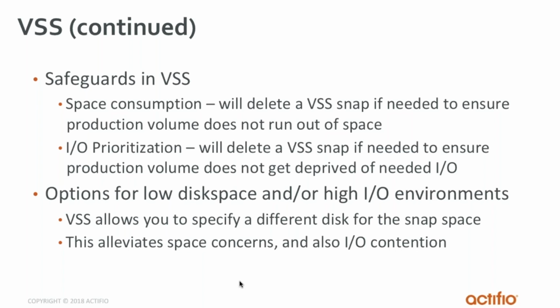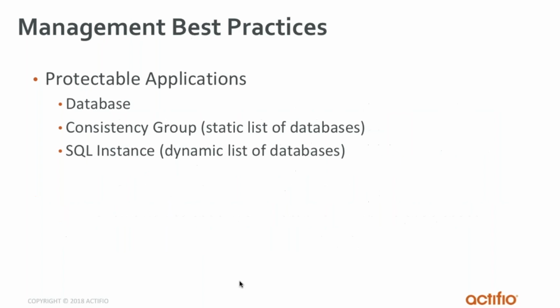And number two, that I/O intensive or impactful operation of allocating more snap space goes away from the production disk. It's on a different disk. Now you don't have disk contention for it. And so simply going into Windows Explorer and picking to use a different disk alleviates that problem when it comes up.